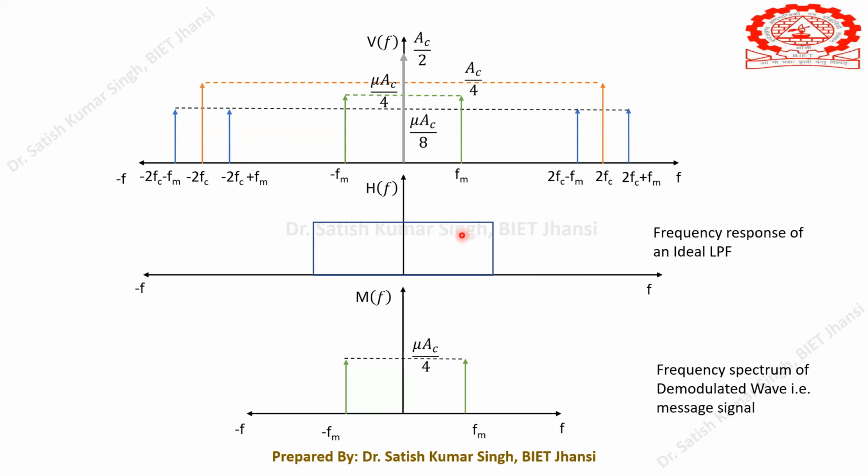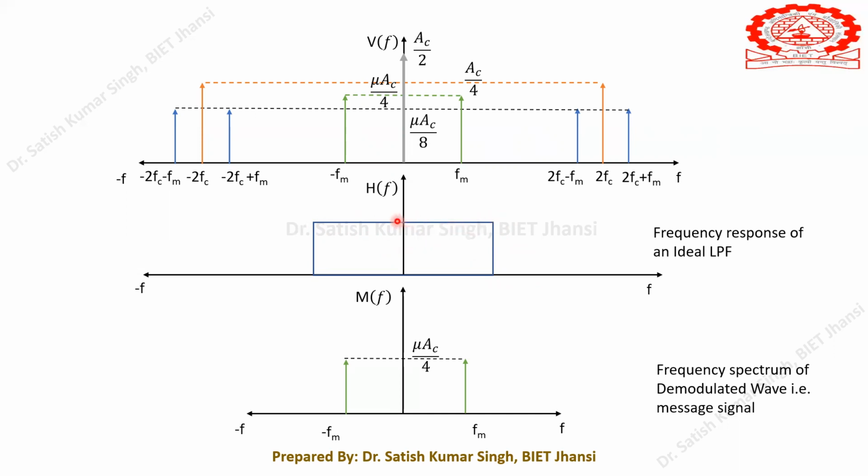Whatever I have plotted here is the frequency response of an ideal low pass filter. Practically we are not going to get this type of response. You will get something like this, with a certain roll off factor, decreasing slowly, depending on the order of the filter. So let us suppose we are choosing an ideal low pass filter. Here we can see that the pass band of this filter is this.